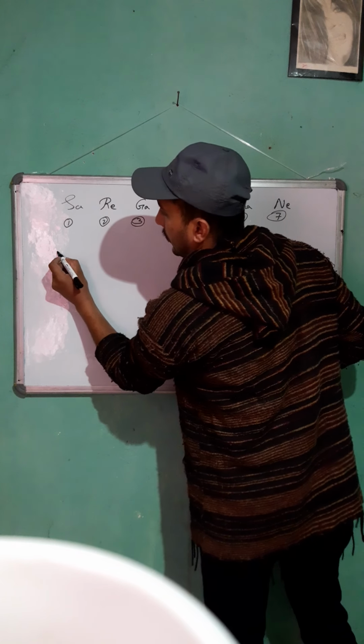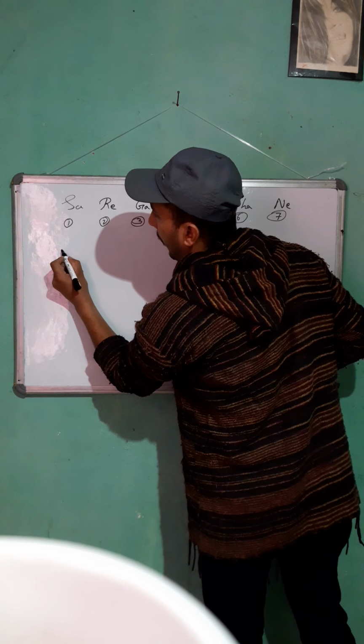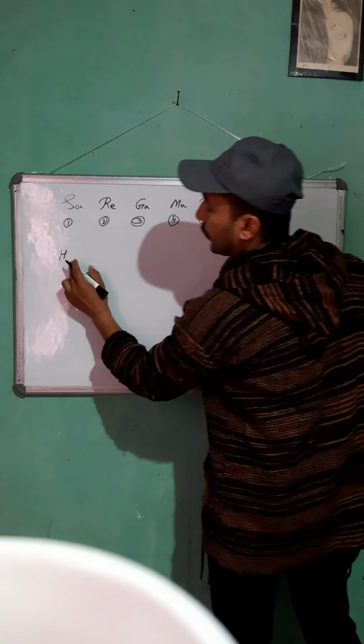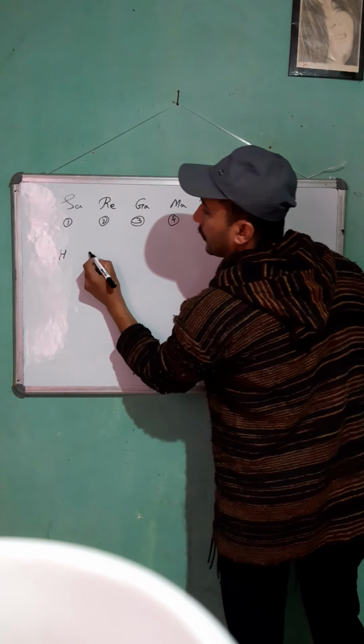So he arranged like this. He kept hydrogen first. After that, lithium.